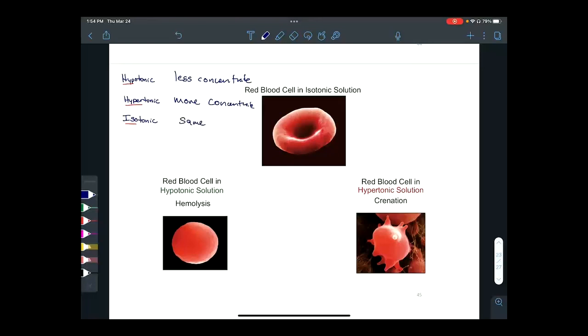So this is what a red blood cell looks like in an isotonic solution. Same concentration on the inside as the outside. Let's draw that. So it's like 0.9% on the inside, 0.9% sodium chloride on the outside. So you have water going in and out at equal rates. So let's think about putting a red blood cell, which is usually 0.9%, into a hypotonic solution. So it's less concentrated. So let's say we put it into a solution that's 1.1% salt.